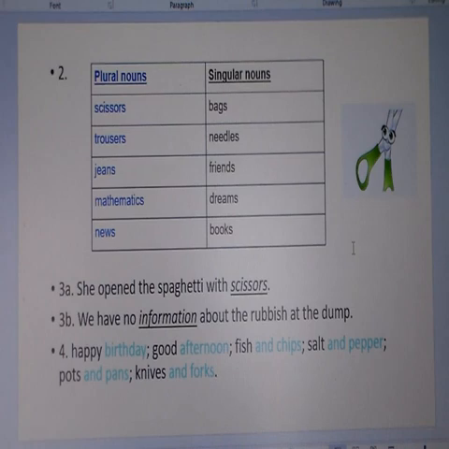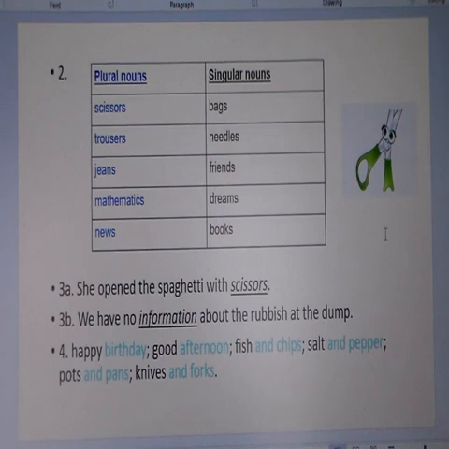And then your singular nouns are nouns that have both a singular and a plural form. 1 bag, many bags. The same with needles, friends, dreams, and books. So there you had to divide the 2 groups in the 2 columns, either plural nouns that only have a plural form or singular nouns that have both a singular and a plural form. Question 3.